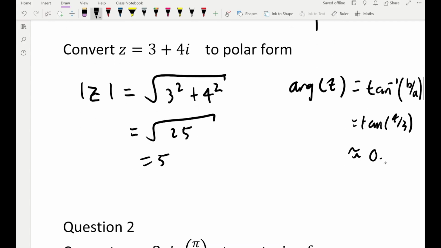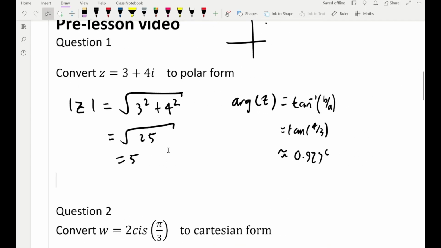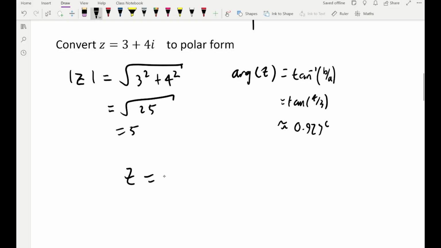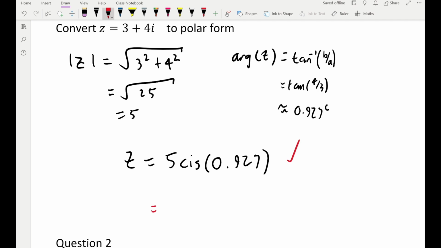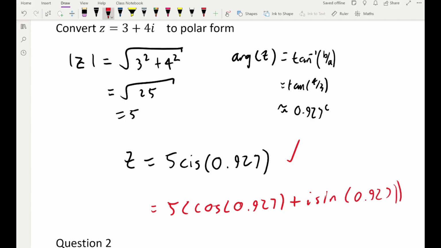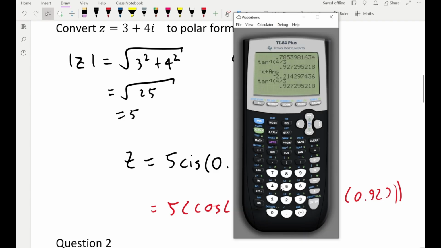That's 0.927 radians. Make sure your calculator's in radians before you do any of this. So I can write z as 5 cis of 0.927. Now I really want to explain why this is actually equivalent. The question's done at this point, but what I mean is 5 cos of 0.927 plus i sine of 0.927. That's the full version. And if I convert this back, let's just do the real bit for an example. If I do 5 times cos of that number, I should actually get 3, which is my real bit, and I do. And if I do 5 times sine of that number, I should actually get about 4, which I pretty much do. The only reason I don't is because I rounded it off a bit.